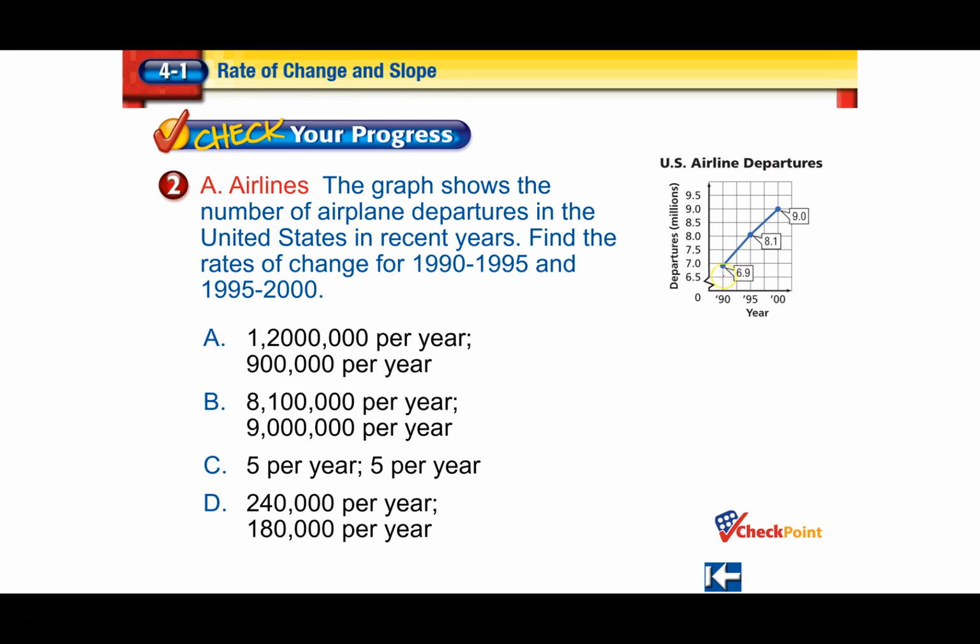All right, the graph here shows an airplane going up. Find the change from the first one and the second one. So I need to do from here to here, and then from here to here. I have change in rise over run, so change in departure over year. So I'm going to take 8.1 minus 6.9 over, looks like 95 minus 90. That's 1.2 over 5. If we divide that out, 1.2 divided by 5 comes out to 0.75.